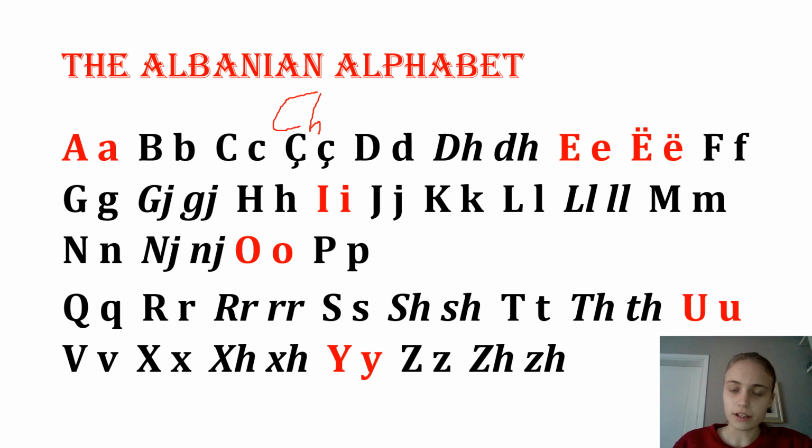Then we have the D. Okay, this is kind of pronounced the same as it is in English, except we don't have the D, it's just a D. Okay? Then we have the first double letter. It's made of a D and an H, so D and H. Except this is pronounced the, like the, as in T-H-E.